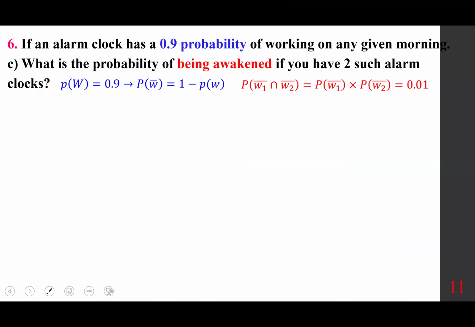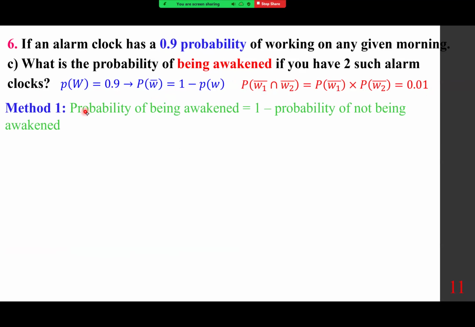We're going to continue with the same question. Part C of the same question. What is the probability of being awakened if you have two such alarm clocks? So we already have this from the previous page. And so one easy way, method one, probability of being awakened is 1 minus probability of not being awakened.